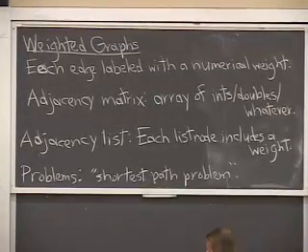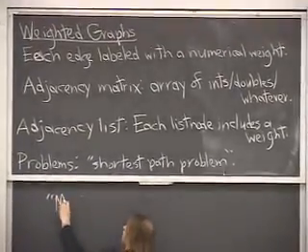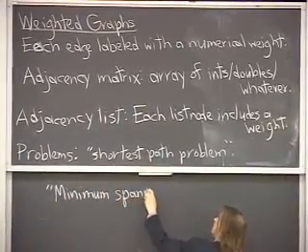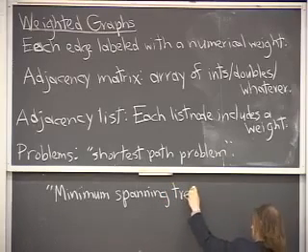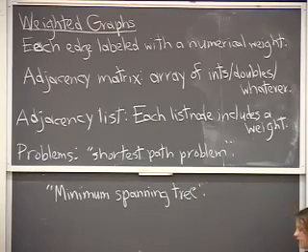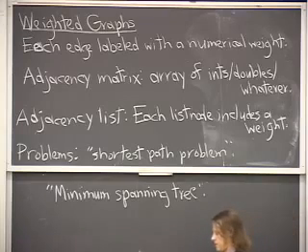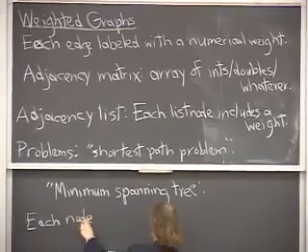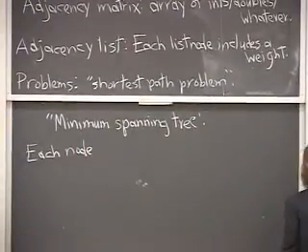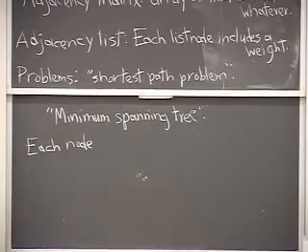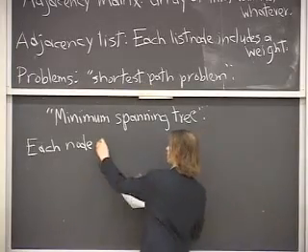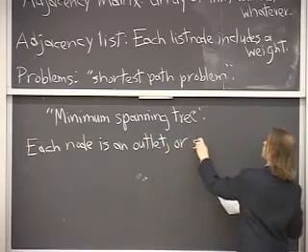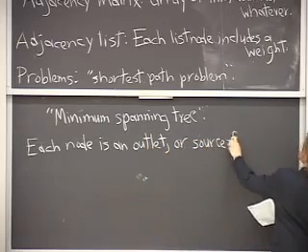What we're going to look at today is the other most famous problem called the minimum spanning tree problem. Now, in a minimum spanning tree problem, let me give you an example. Suppose you're trying to wire your house for electricity, and each node of the graph is either an outlet or there's one special node that's the source of electricity.